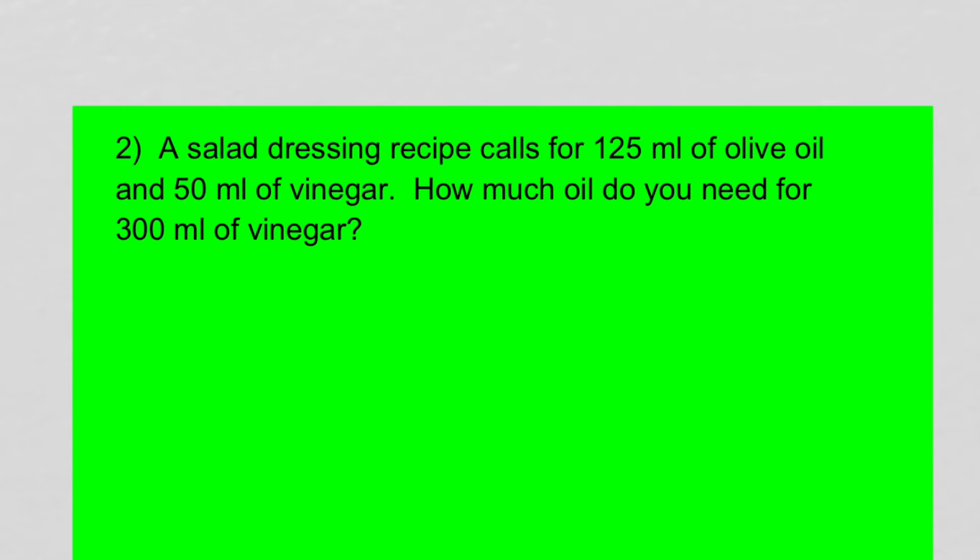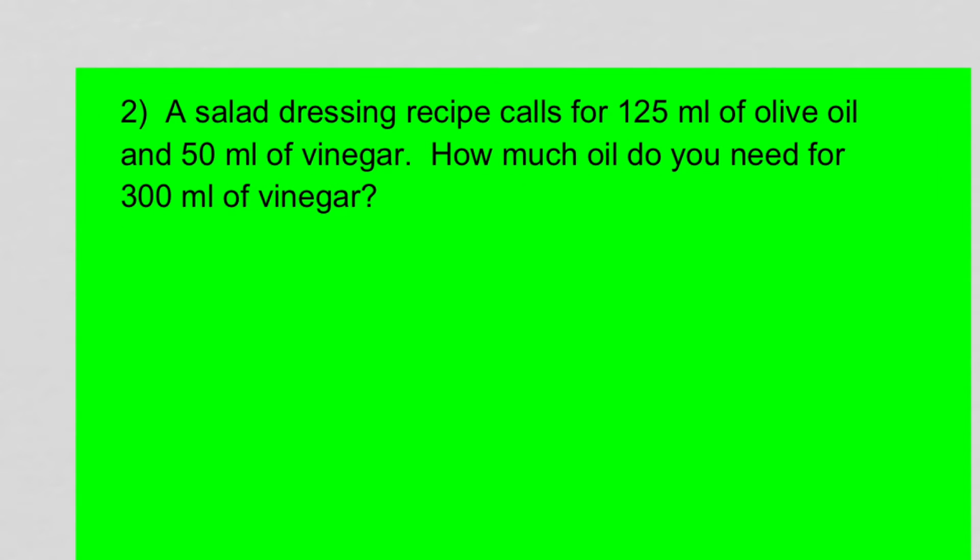A salad dressing recipe calls for 125 milliliters of olive oil and 50 milliliters of vinegar. How much oil do you need for 300 milliliters of vinegar? Well, look at the problem. It says how much oil. So let x equal olive oil. Oh, my pen's not working well. Olive oil. Try to keep these really simple. We don't want to write too much. The idea is to keep it simple.